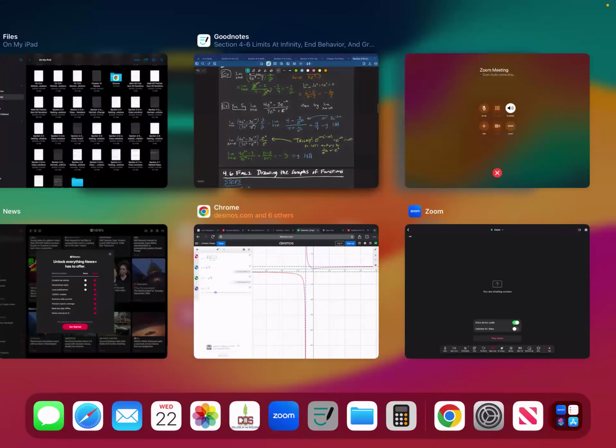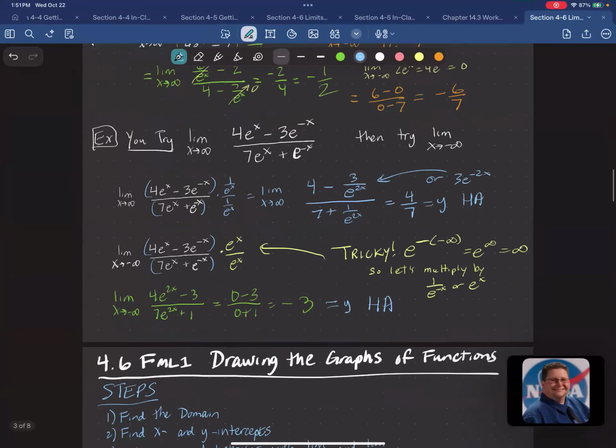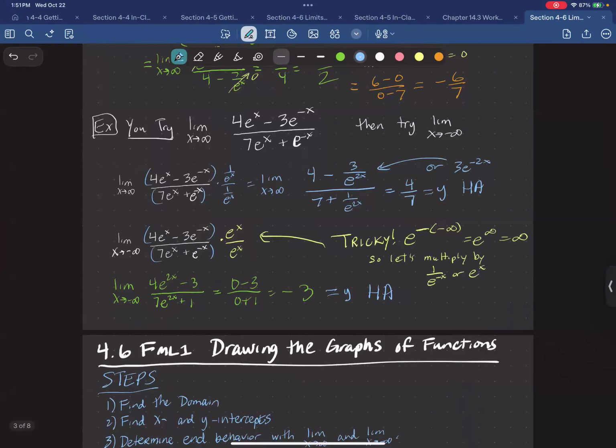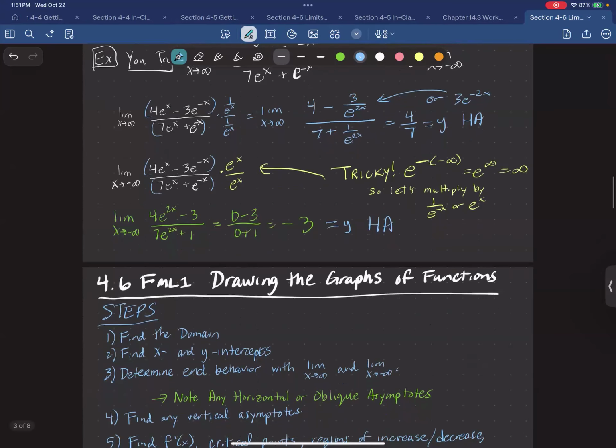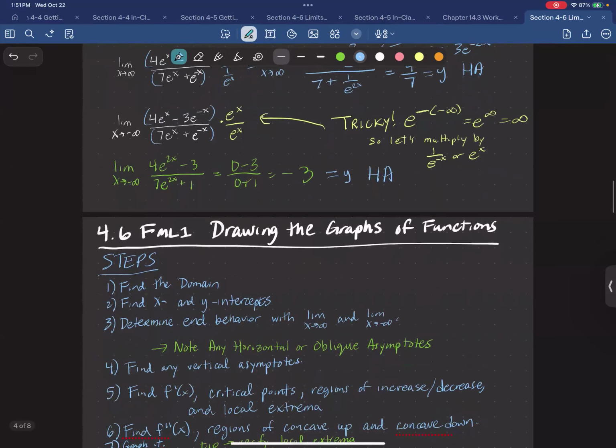All right, welcome to the 4.6 Fuck My Life episodes. We're drawing graphs of functions, and we are going to use everything we learned in algebra, like finding intercepts and domains and end behavior. We found an upgrade to end behavior here. We also have derivatives that will show us local maxes and mins. It will show us concavity, regions of increase and decrease. It's all getting thrown in, and we can graph this shit a little bit better.